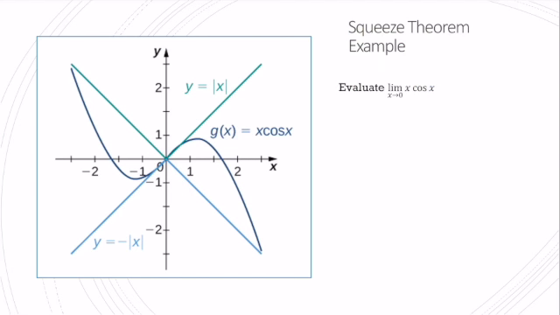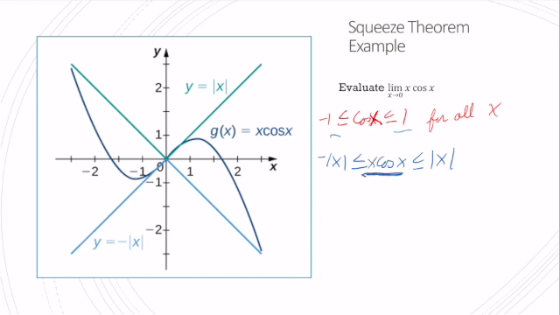Here's an example with the squeeze theorem. So let's evaluate the limit as x goes to 0 for x cosine x. Now I know that the value for cosine of x is always between -1 and 1. And that's true for all x. But if I was to multiply both sides of this by x, I would get negative absolute value of x is less than x cosine x is less than absolute value of x.